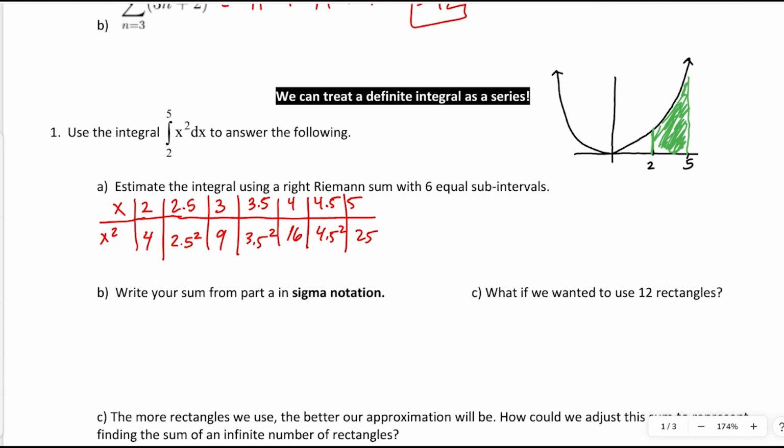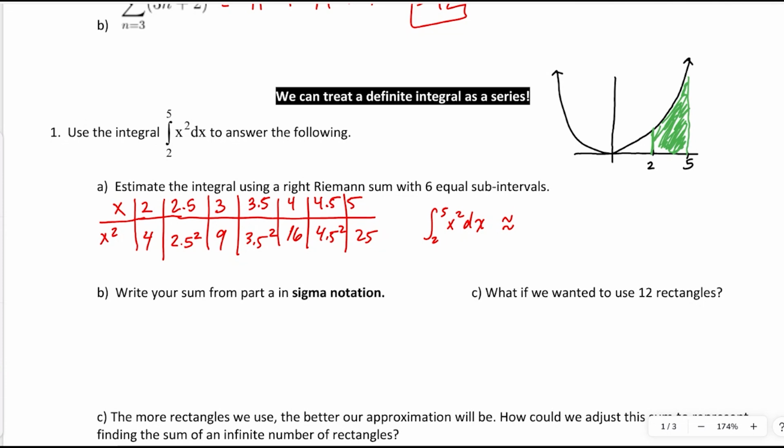I want us to think about not necessarily what the numerical answer is going to be, but how we set up our answer. If it was a free response question, we wouldn't worry about simplifying anyway. But if we're trying to estimate the integral, we're going to say that the integral from 2 to 5 of x squared dx is approximately equal to the sum of all these. So we want to be careful here.